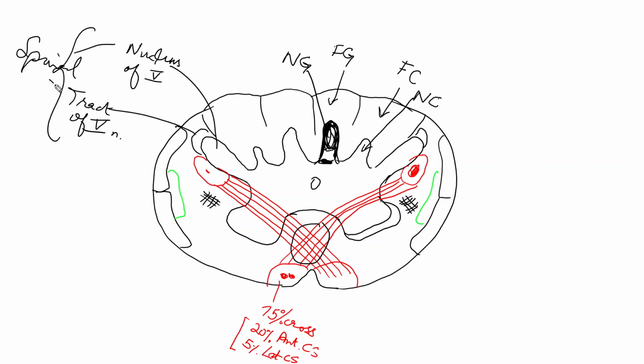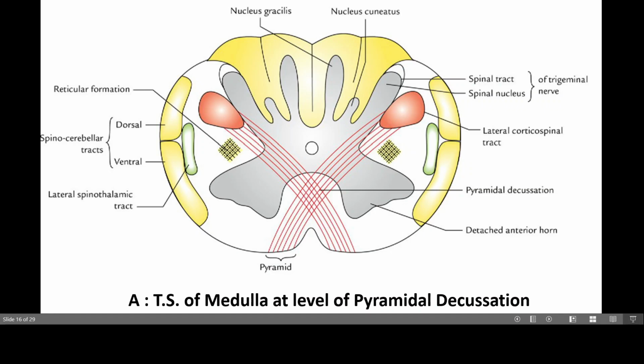Spinal nucleus and spinal tract of trigeminal nerve, where the spinal tract is bringing pain and temperature sensations from the ipsilateral half of face, that is from the similar side. If this is the right side and this is the left side, this tract is bringing pain and temperature sensations from right half of face. This tract is bringing pain and temperature sensations from left half of the face, right? Okay, then we move on to the next diagram, which is first let me show you in the PPT.